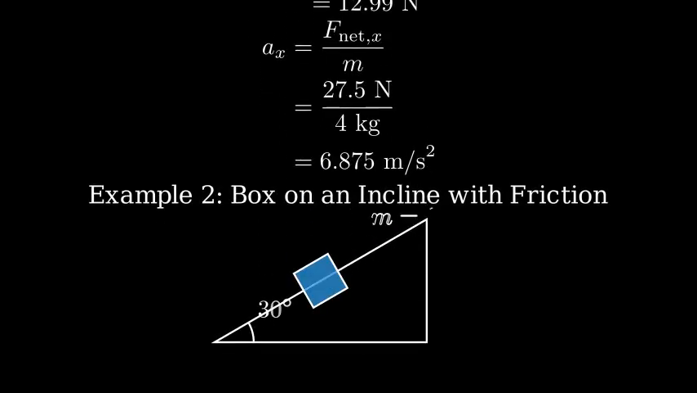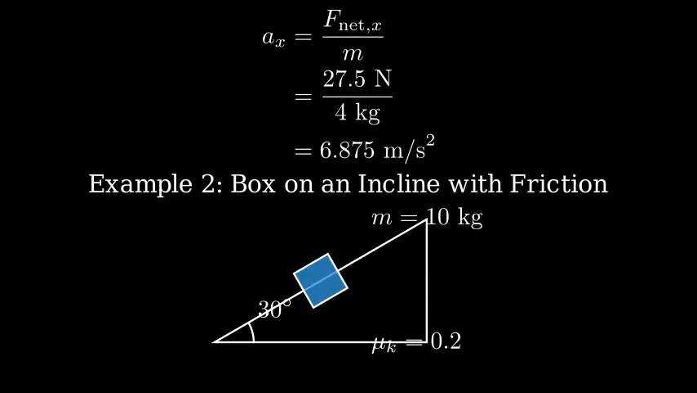A 10-kilogram box rests on a 30-degree incline. The coefficient of kinetic friction is 0.2. Find the box's acceleration down the slope. In this problem, we need to resolve the weight into components parallel and perpendicular to the incline. The weight is mass times gravity, which is 10 times 9.8, or 98 newtons.